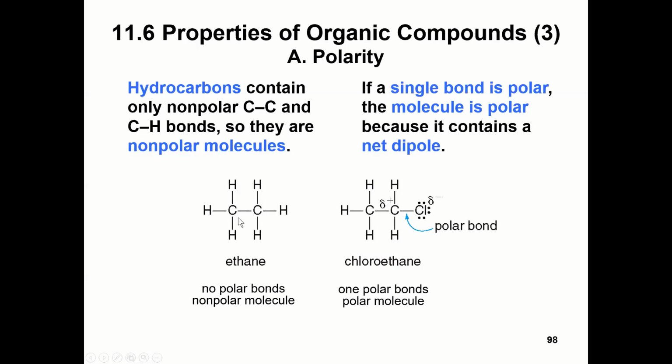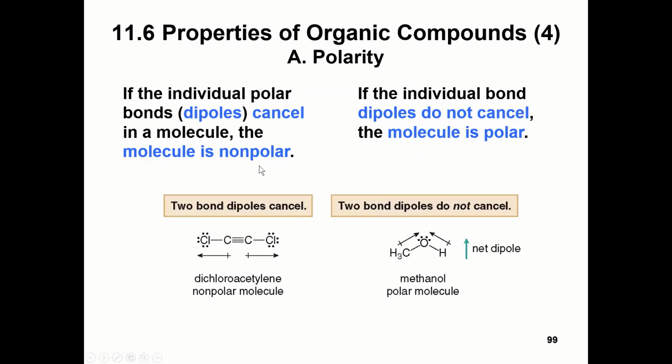Remember, the overall polarity of the entire molecule is really dependent on the bond polarities of the individual bonds in the molecule and the overall shape of the molecule. Now, ethane does not have a net dipole, but chloroethane does, because you have one polar bond. That pulls the electrons in one direction, at least along this bond, and gives the overall molecule a net polarity. Now, some molecules, here's an example, dichloroacetylene.